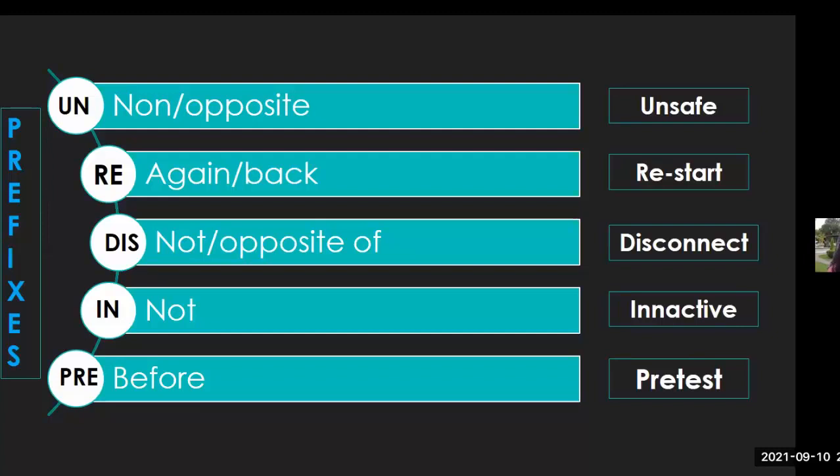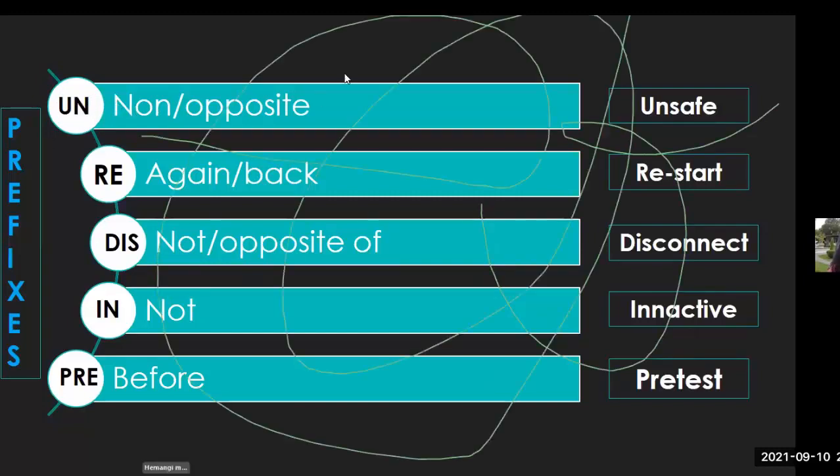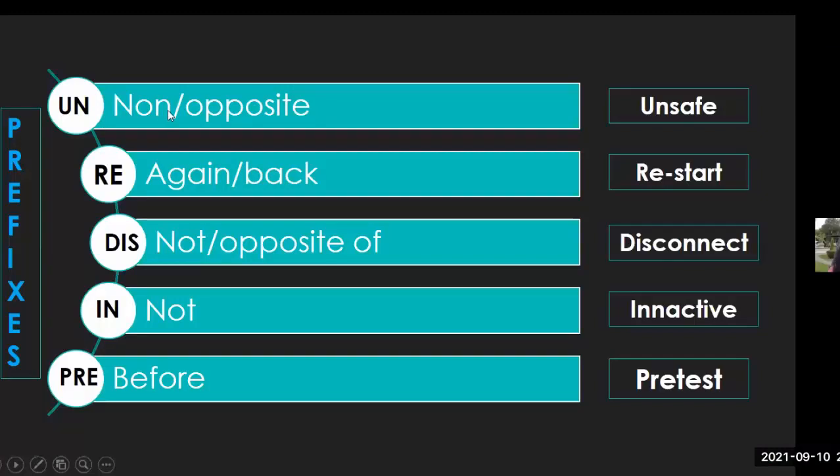So if you find the bound morpheme un, it means none, opposite, right? I guess someone there is playing with the screen. That happens when we have a lot of students at the same time. So if you have the word safe, which means to be all right in a place or anywhere you are, but if you add the morpheme un, it means that you are not safe anymore. It means that something is happening around you, so you are not safe anymore.